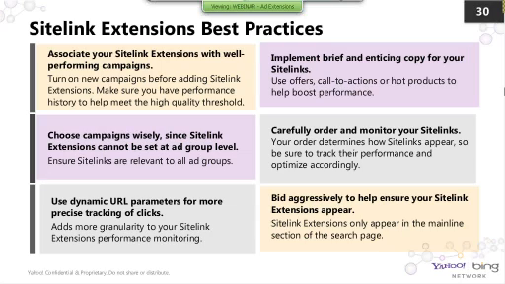Site link extension best practices. I think that these are no-brainers for you, but just at a super high level: associate your site link extensions with well-performing campaigns. It's going to give you the best results. Choose campaigns wisely, since site link extensions cannot be set up at the ad group level, so keep that in mind. Make sure that they're highly relevant to all the components in your campaign. Use dynamic URL parameters for more precise tracking of clicks. That'll help you get more of an idea of how your site links are performing. Implement brief and enticing copy for your site links. I think that is ad copywriting 101, and I know you're all champs and know that.